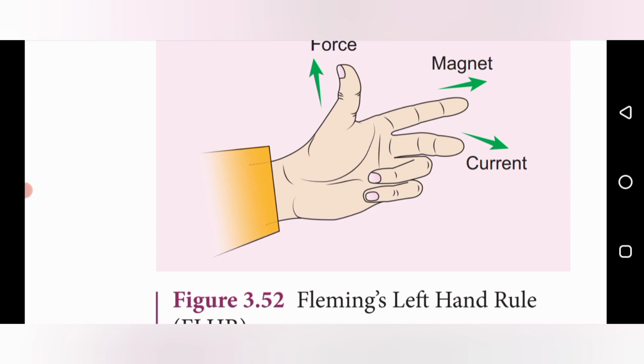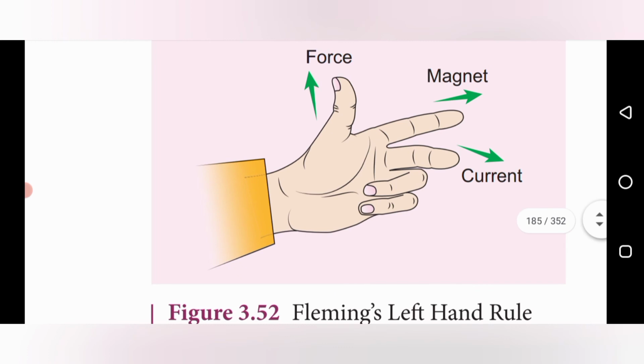The forefinger represents the magnetic field, and the middle finger represents the current, which is at exactly 90 degrees to it. The thumb shows the direction of the force experienced by the conductor. This is the direction produced. The three fingers are mutually perpendicular to each other, so for both the magnetic field and the current, the force is perpendicular to them. This is called Fleming's left hand rule.